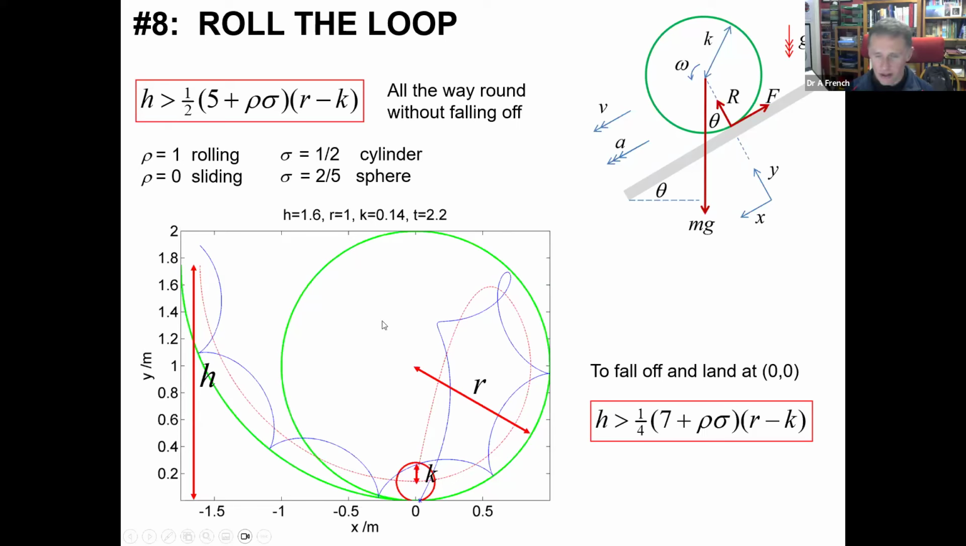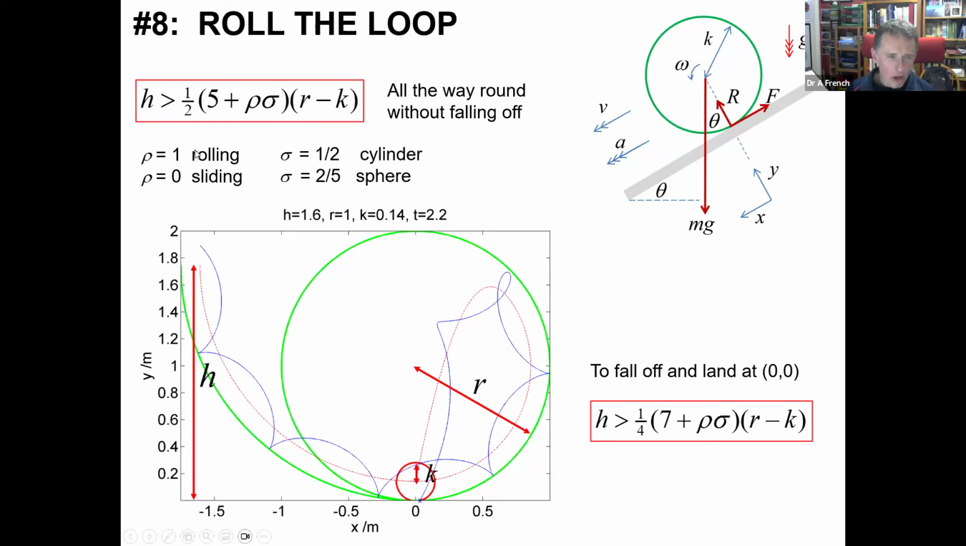So it's quite a busy slide this. So what's going on? Well, what we've got is a kind of track, which is an arc of a circle of height h. And we're going to roll a cylinder or it could be a sphere along this thing around a loop the loop. And in a certain situation, in fact, this one, so rho defines whether it's rolling or sliding, and sigma defines whether it's a cylinder or a sphere.